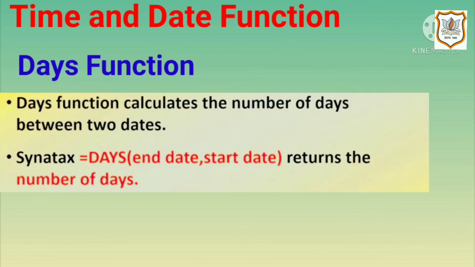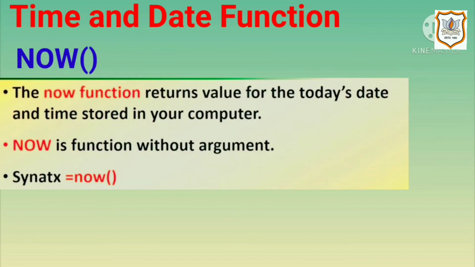Next function is the DAYS function. The DAYS function calculates the number of days between two dates. Syntax of the DAYS function is equal to DAYS(end date, start date), which returns the number of days. Next function is the NOW function. The NOW function returns the value for today's date and time stored in your computer. NOW is a function without argument. Syntax of the NOW function is equal to NOW().